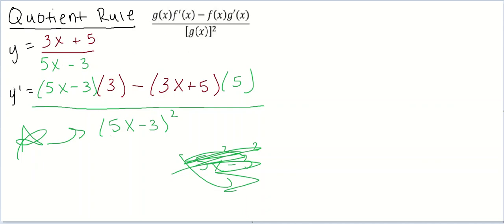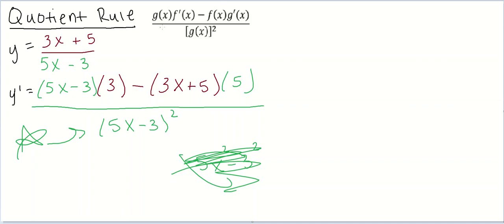And so this right here, this y prime, is our derivative. This 5x minus 3 times 3 minus 3x plus 5 times 5 all over 5x minus 3 squared. So that whole thing is our derivative, and we calculated it by just following this formula piece by piece. And so make sure you're comfortable with the top function and the bottom, because again, I will refer to it a lot like that.